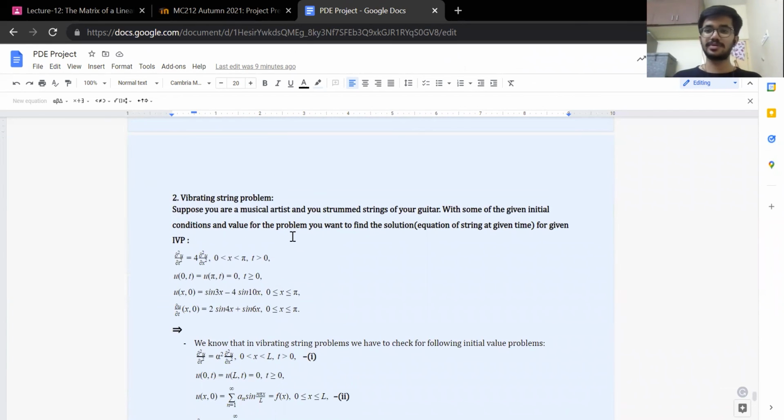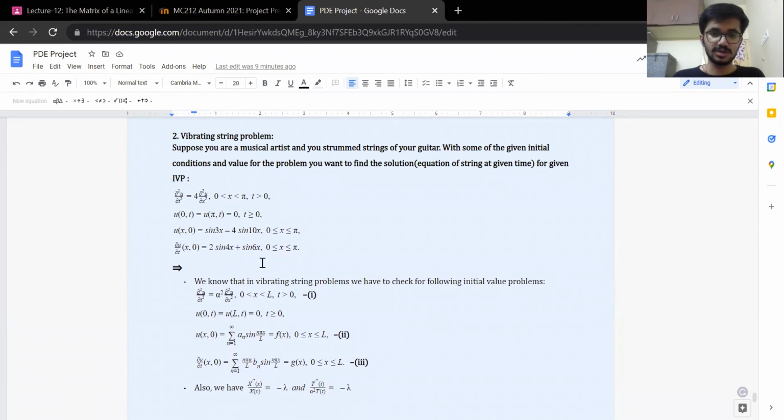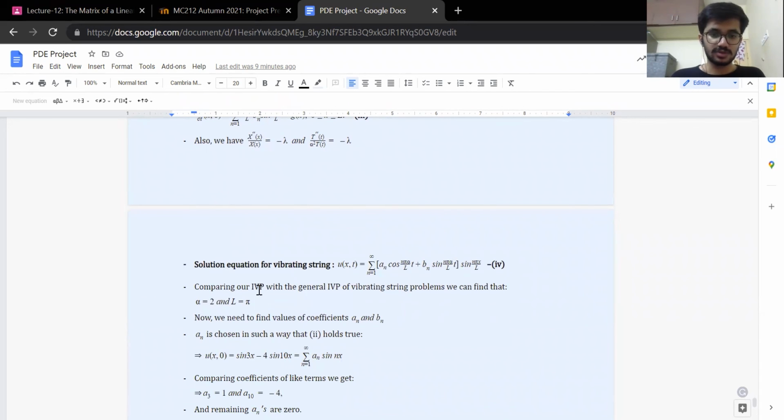Now next comes the vibrating string problem. There is a musical artist who is strumming his guitar with some given initial conditions. Now he wants to find the equation of the string at a given time t. For the given IVP, we can solve it and give him the equation he wants. So we know the general equation, and comparing this with the given initial conditions, we found that alpha would be 2, L is π.